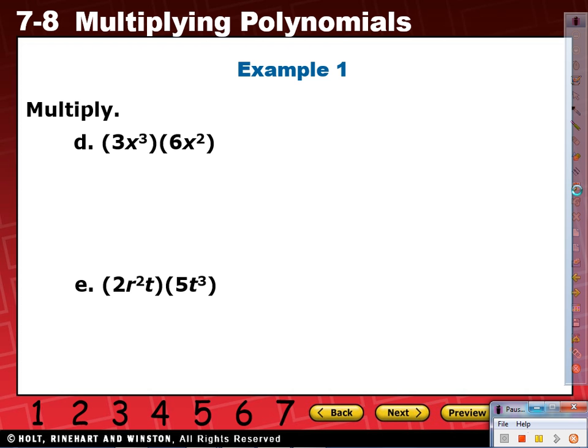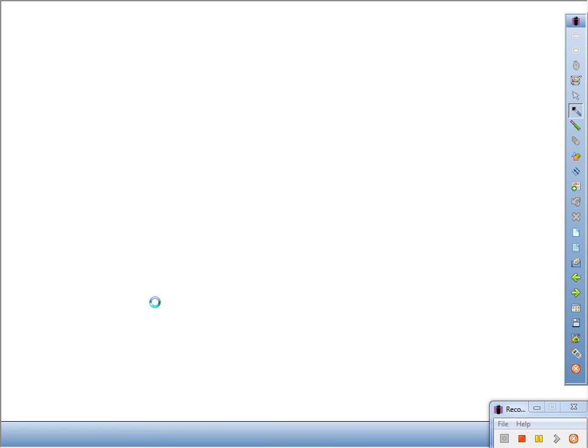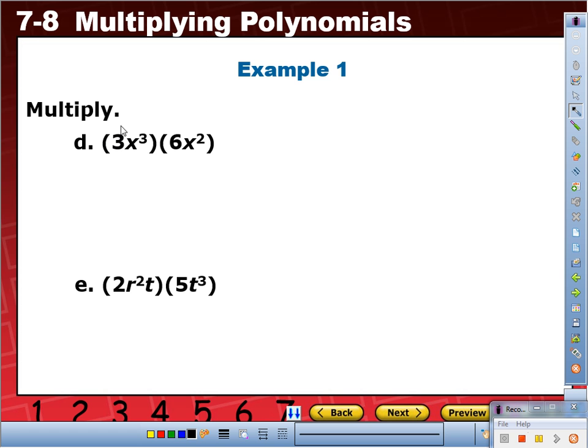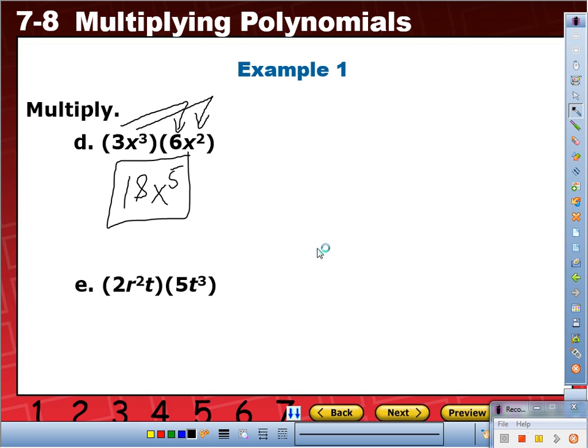All right, let's see. For this one, 3 times 6 is 18. X cubed times x squared, that's x to the 5th. Hands up if you got that. And of course, you use your area model, right?